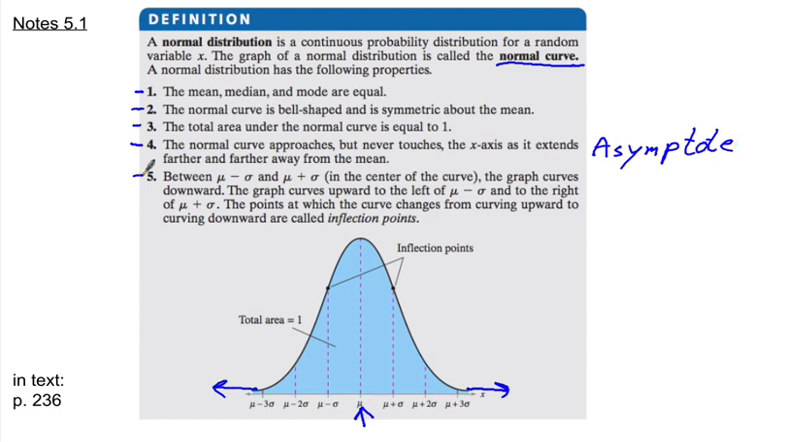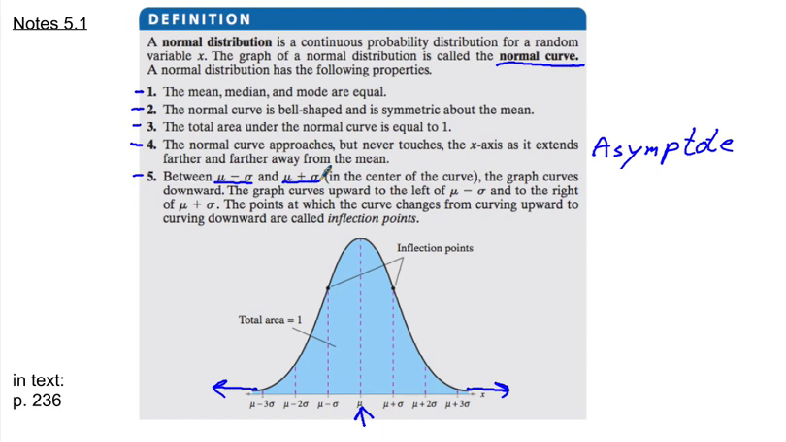And finally, the fifth characteristic states that between the mean minus 1 standard deviation and the mean plus 1 standard deviation, so we know that that is 1 standard deviation above and below the mean, right? The graph curves downward, and the graph curves upwards to the left of 1 standard deviation below the mean and to the right of 1 standard deviation above the mean.